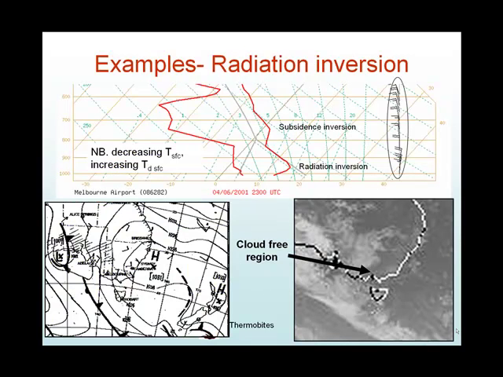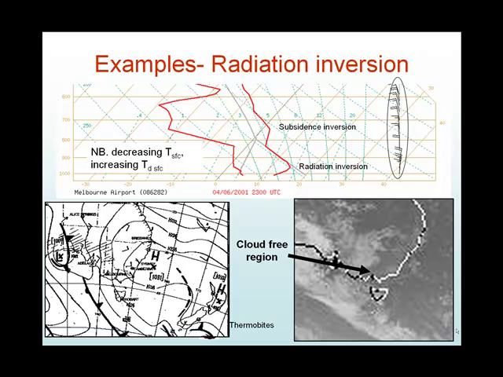Here's an example of a radiation inversion below a subsidence inversion at about 820 hectopascals, and the radiation inversion goes up to about 950 hectopascals in this case. You can see in the bottom left that there's a high in the Tasman Sea ridging across Victoria, producing a light northerly drift at the surface, and the cloud image shows that it's largely cloud-free over the Melbourne area.